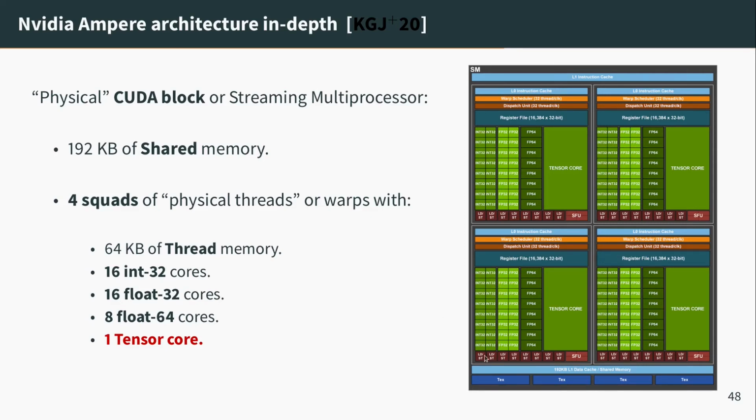And then if you zoom in, you have 16 cores that are dedicated to manipulation of int32 numbers, 16 cores that are related to the manipulation of float32 numbers, 8 cores that are related to the manipulation of float64, and 1 tensor core. And what I want you to understand is that the first 2 types of cores are like the legacy, the historic types of cores that were present in the very first GPUs. And the float64 and tensor cores are kind of novel additions to our hardware environment.